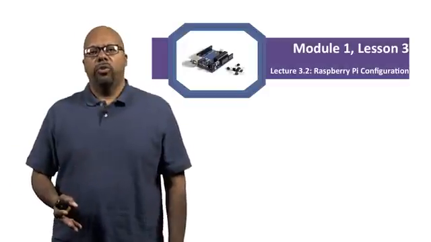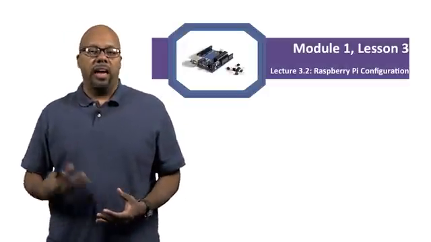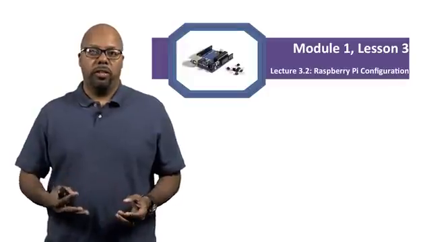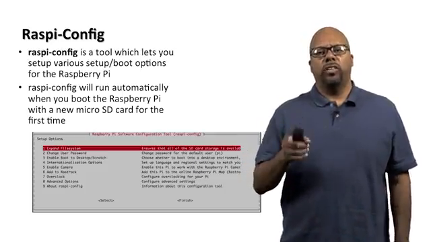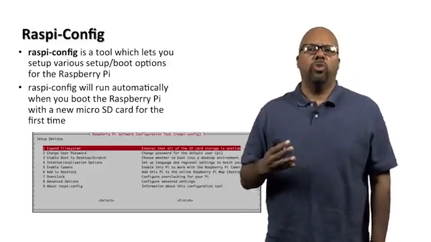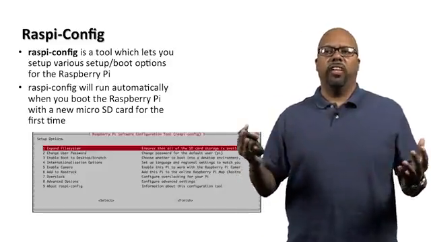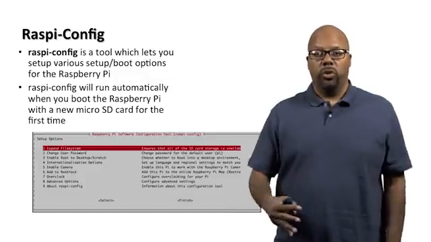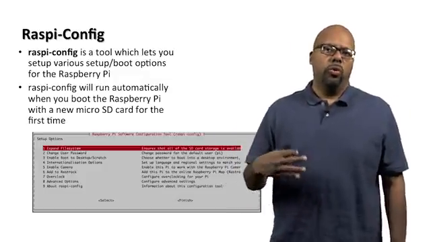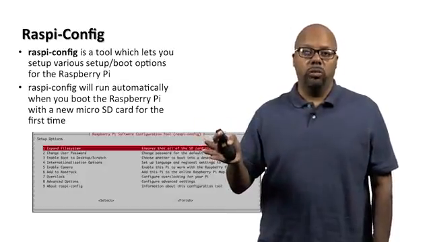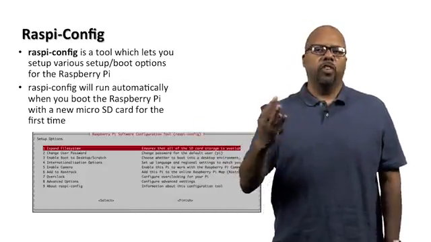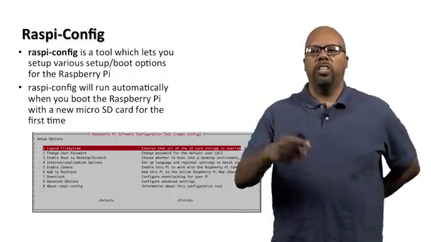The first time you boot up your Raspberry Pi, after you've installed your Raspbian operating system on there, you're going to get a screen that looks like what you see here. That's running a tool called Raspberry Config. It's a configuration tool. It will pop up the first time you boot, but you can also run it yourself later on if you want to change configuration options. And so you get something like what you see down there.